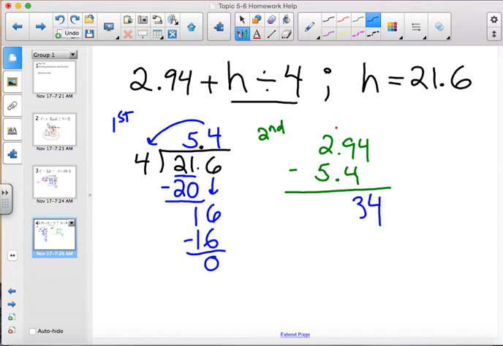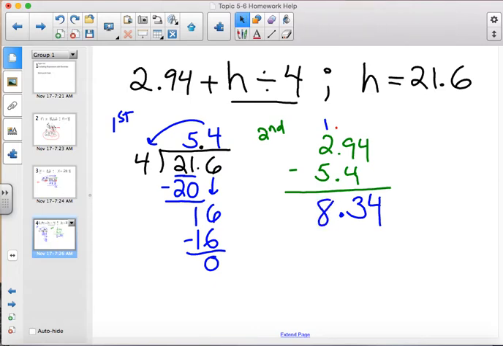9 plus 4 is 13. Carry down your decimal point, regroup, and you get a total of 1 plus 2 is 3 plus 5 is 8. Very good.